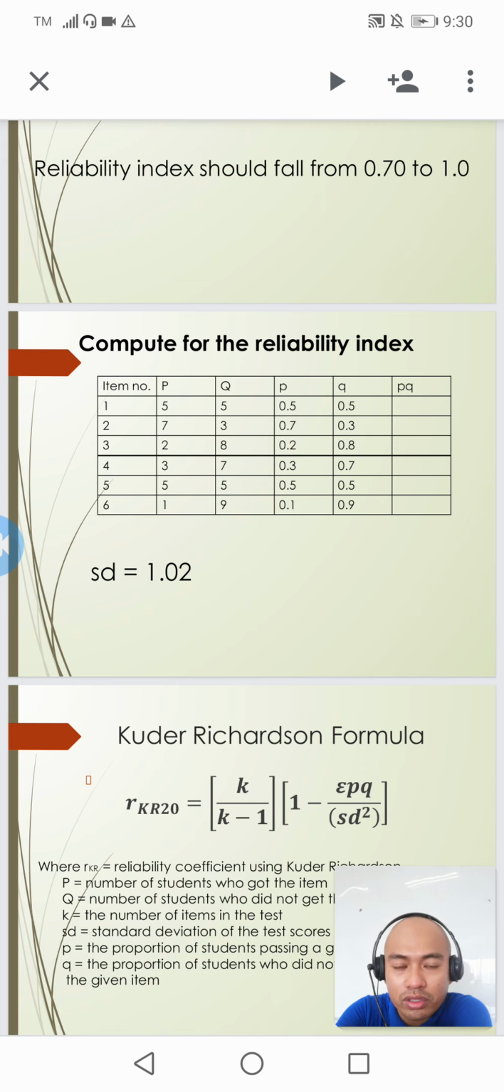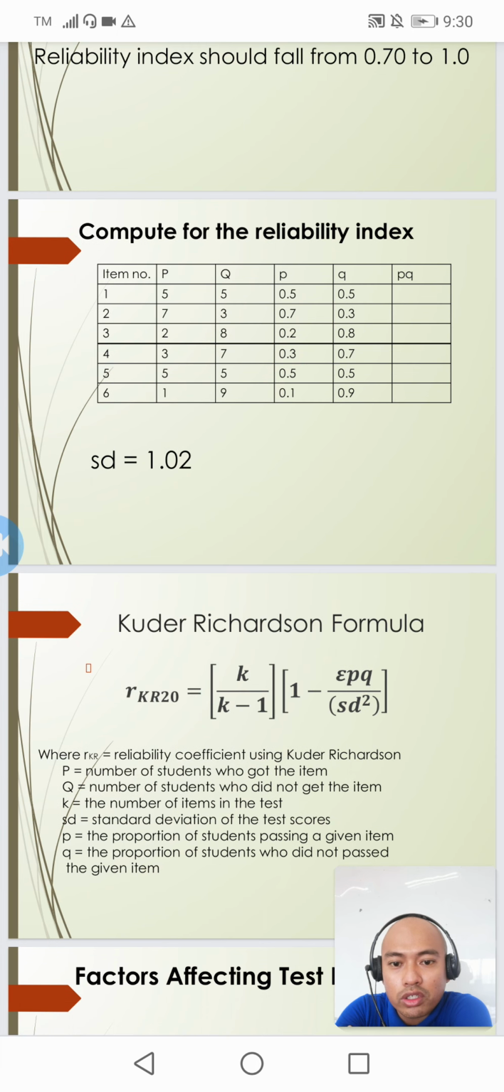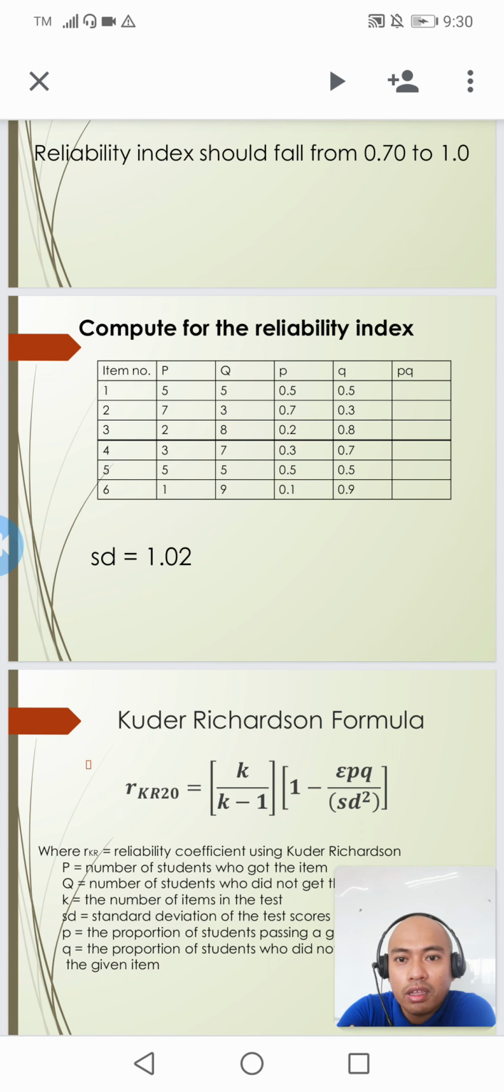While yung capital letter Q natin, these are the number of students who did not get these items. Now, ang gagawin natin, since there were 10 students who took the exam, ang ibig sabihin nun, yung small letter p represents the proportion of the students in a given exam. So, how did we get 0.5 in this case? 0.5 was derived by simply dividing yung capital letter P, which is 5, by the total number of students who took the exam. So, 5 divided by 10, kasi there were 10 students who took the exam.